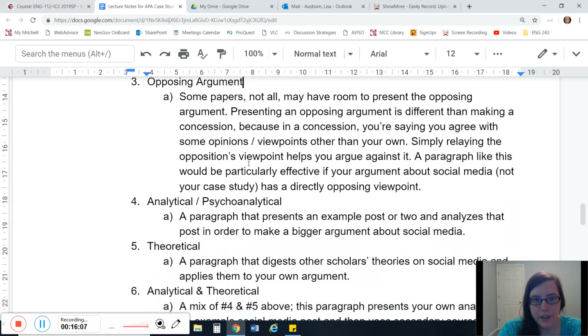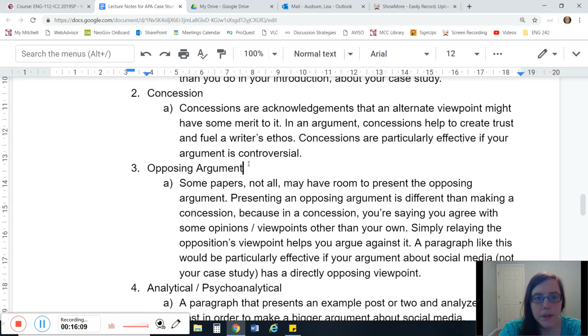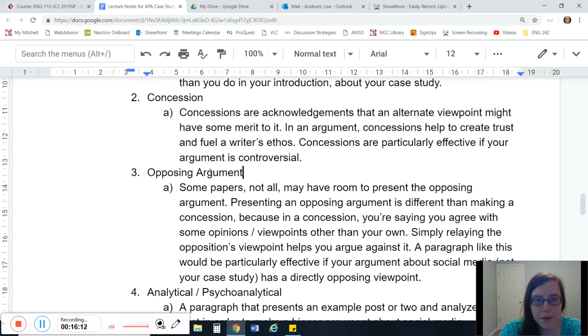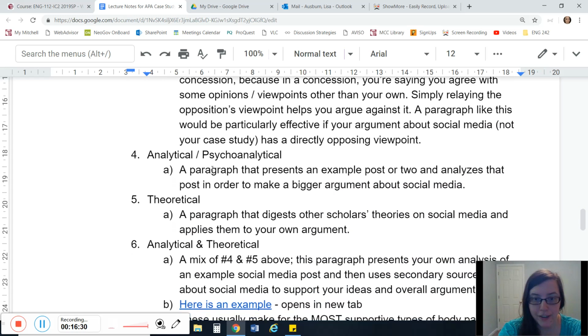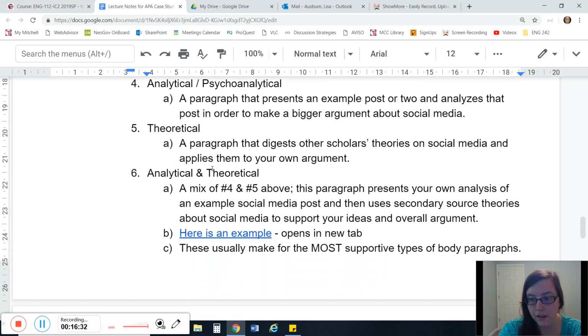I think that's everything I want to say about opposing argument. I guess what I will also say is that if you want to present an opposing argument, but you do feel like there are a few things you can see or agree with, or a few things from the opposing argument that have merit, you could find a way to blend a concession and opposing argument paragraph together. And I think that would likely be effective and fine depending on the level of detail you're going to provide for both the opposing argument and the concession itself.